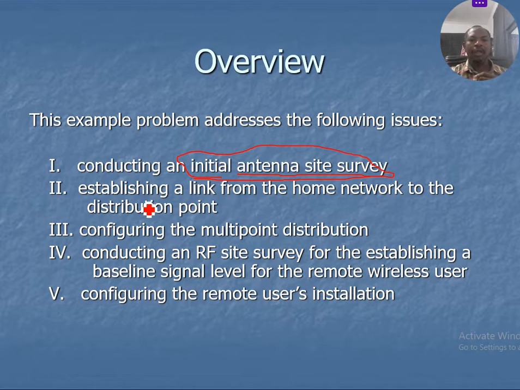network. Then another thing we're going to be doing in this section of this chapter is establishing a link from the home network to the distribution point. Remember, the distribution point in this regard is our antenna site. The place where we're going to mount our antenna that brings a radio signal to our distribution point, or that brings a signal to our home network from the distribution point.